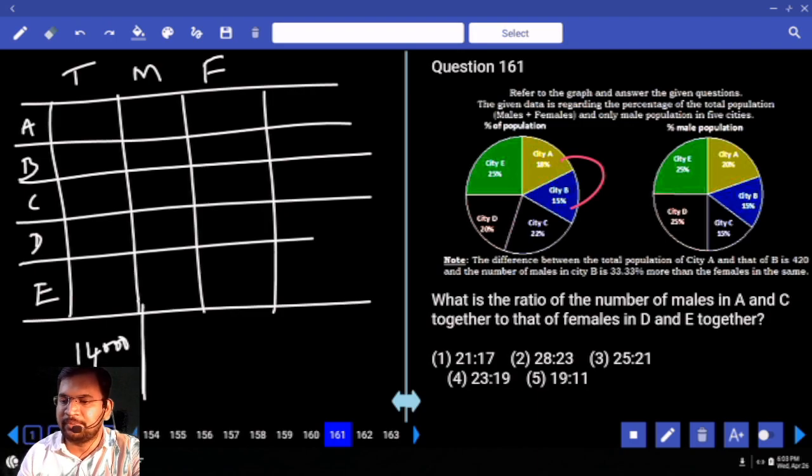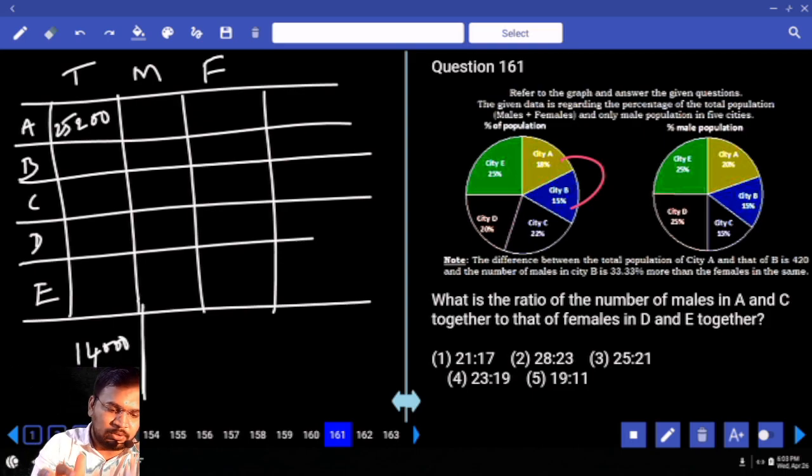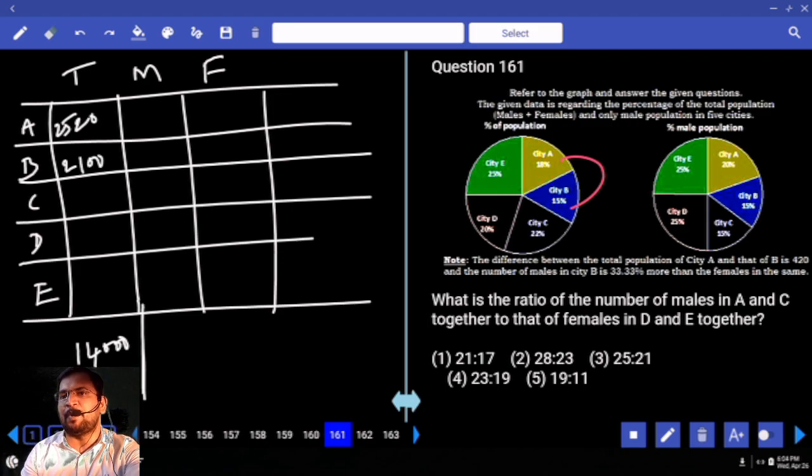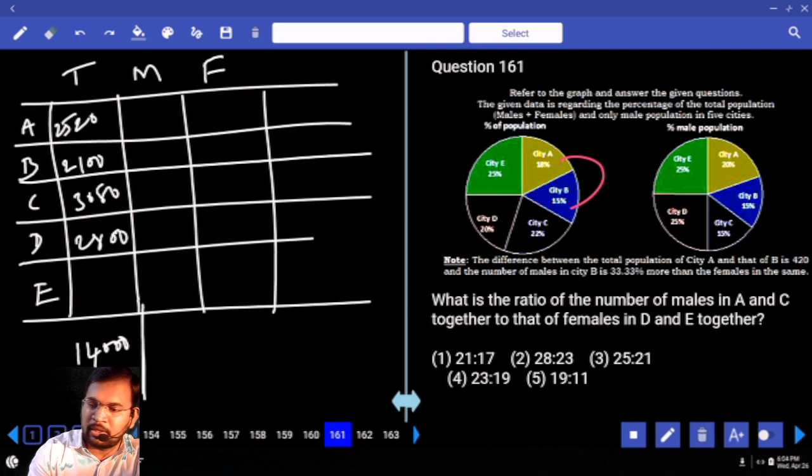Now city A is 18%. So 20% is 2,800; 2% is 280. If you subtract 280 from 2,800, remaining is 2,520. Are you clear? Next, 15% is 10% 1,400 plus 5% 700, which is 2,100. Next, 22% is 20% plus 2%: 2,800 plus 280, 3,080. Next, 20% is 2,800. Next, 25% is half, 3,500.